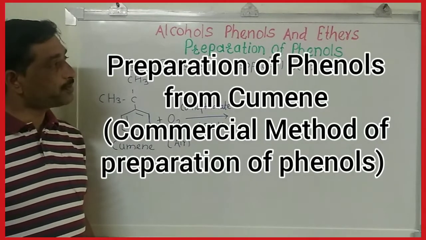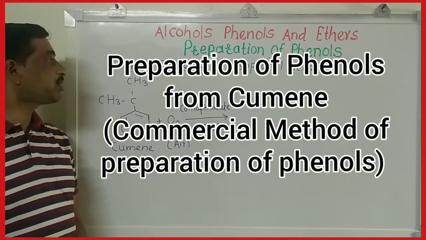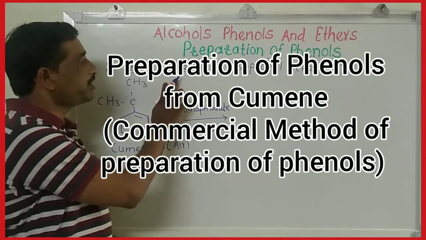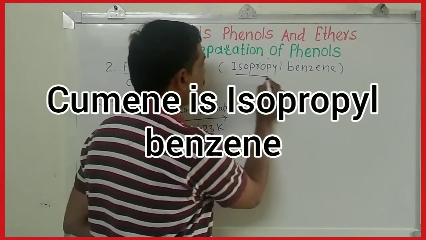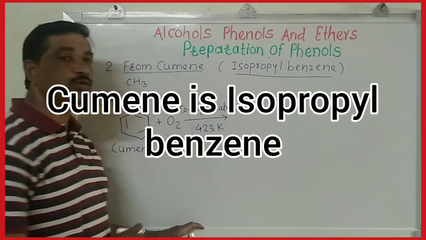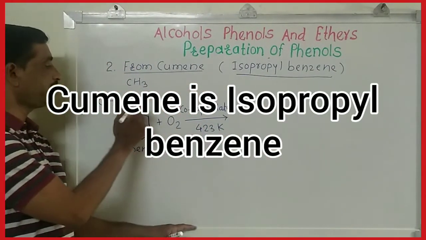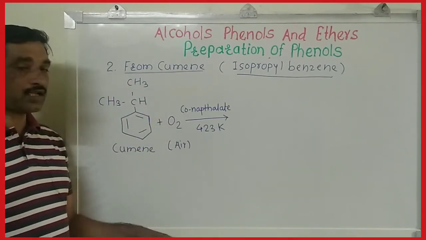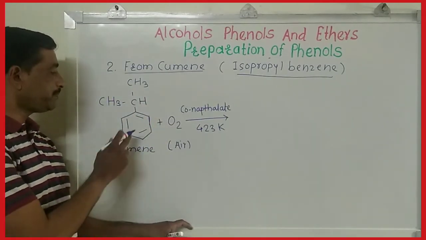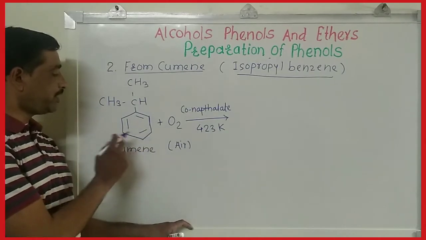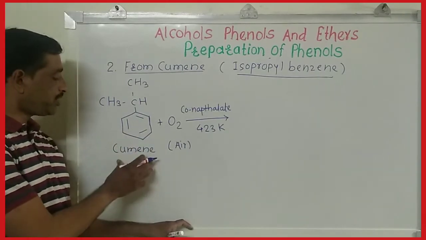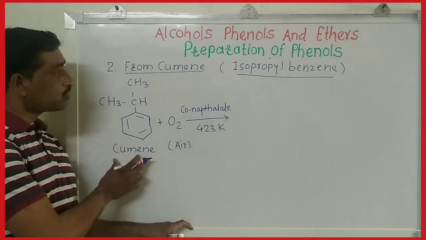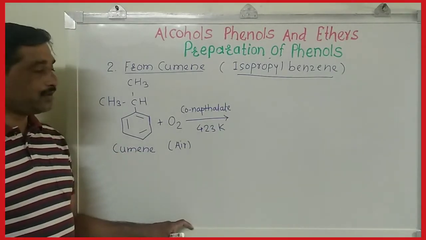Now the second method of preparation of phenol is from cumene. So what is cumene? Cumene is isopropyl benzene. We know the isopropyl group, CH3, CH3. This group is known as the isopropyl group. And when this isopropyl group is bonded with benzene, the compound formed is known as cumene. So cumene is isopropyl benzene.